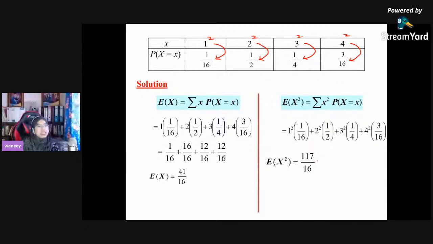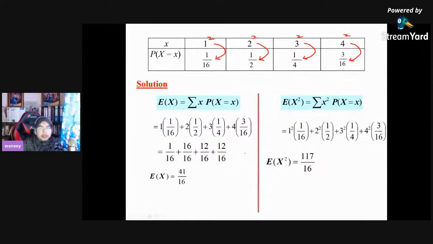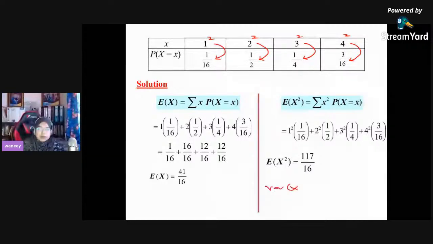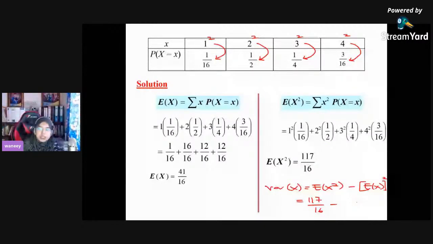And now we can substitute into the formula to calculate the variance of x. Do you remember the formula for variance of x? Variance of x is expectation of x square minus expectation of x square. Therefore, this one will be 117 over 16 minus 41 over 16 square. So you minus them, and that will be the answer for variance of x. Let me proceed with the next slide to calculate the variance.